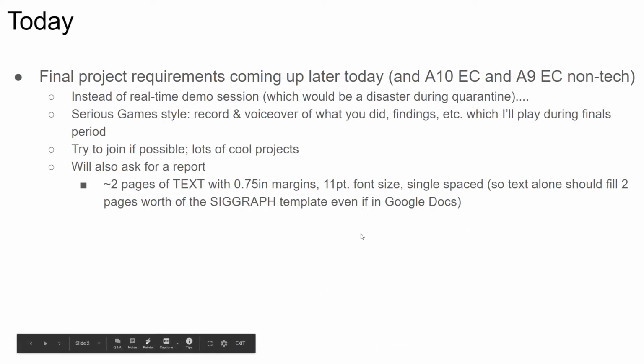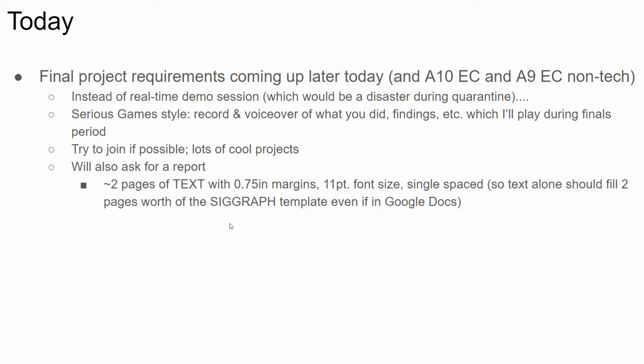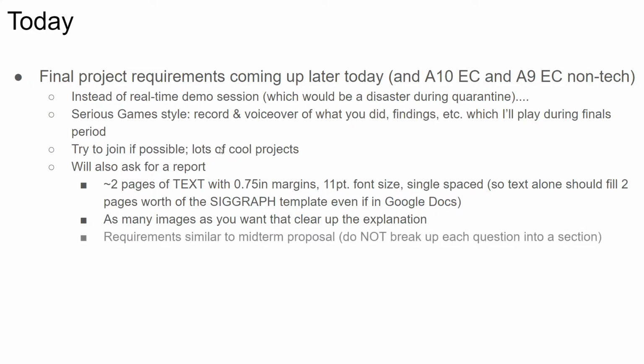Like, if you were to paste this into the SIGGRAPH template, the normal one, not the horribly screwed margins one, it should actually make up 2 pages. You should be able to eyeball it. 2 pages in Google Docs, where it's single column format, would probably actually be longer than the SIGGRAPH template. But in any case, don't try to fill it with images. You can have images as long as you meet the text requirement, especially if they clear up your explanation.